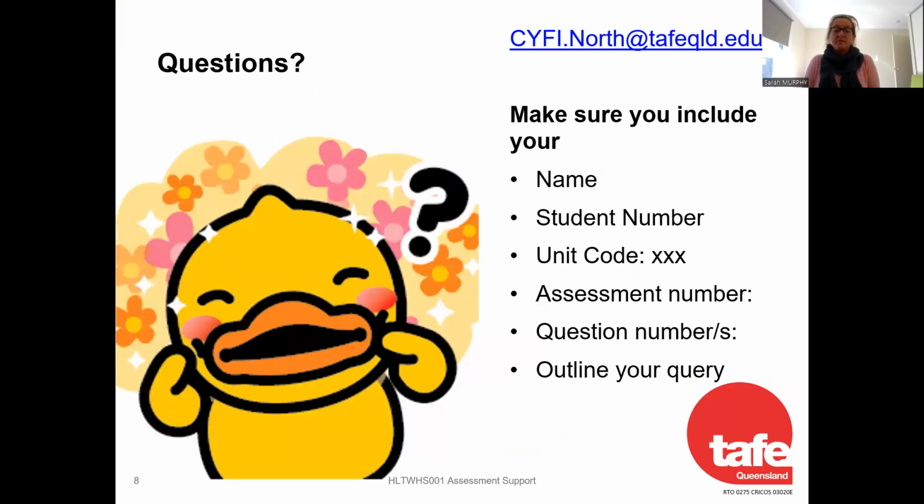Okay, just what we were talking about before. Please reach out for support if you have any queries or questions, or just need any support with your studies. Please email us on sci-fi.north@tafequeensland.eu.au. Make sure in the email you include your name, the student number, the unit code, the assessment number, question number or numbers, and outline your query. And in the subject line, please make sure it refers to what you're asking about. So no "attention to a teacher" or something, right? "Assessment support". Then we can see that and prioritize these emails, knowing that the students are reaching out for support.